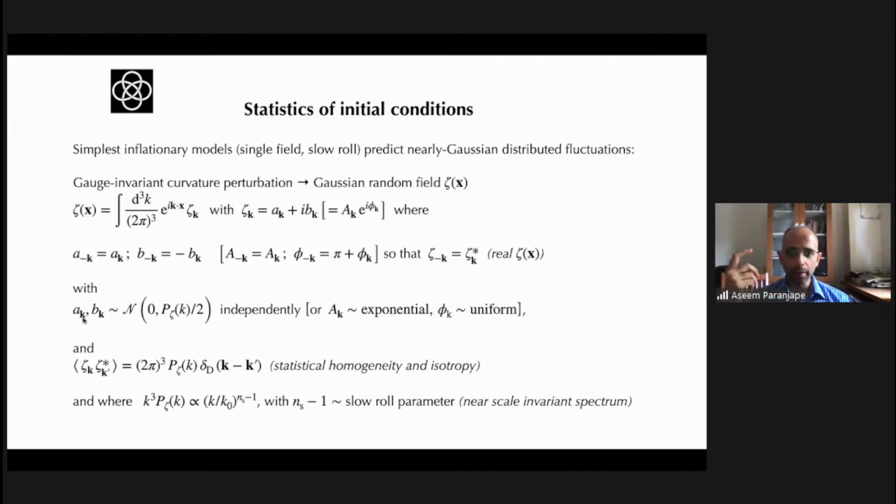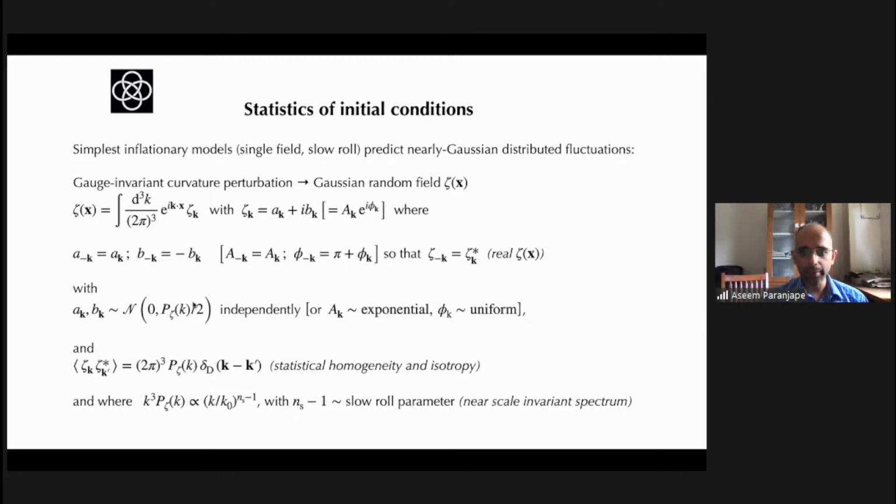So we know that a Gaussian variable is defined completely by the value of its mean and its variance. So for every k, I have to tell you what is the mean and variance of this a and b. And the way the Gaussian random field is set up is to say that the mean should be 0 for all of them. And the variance is some function of the magnitude of k. Okay, it's called P zeta of k. It's called a power spectrum.